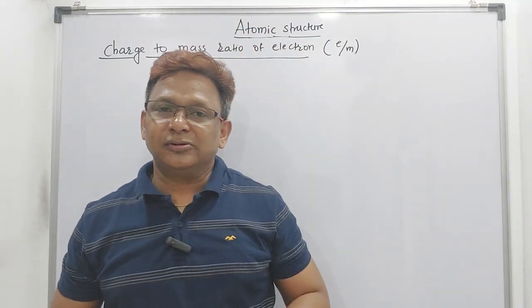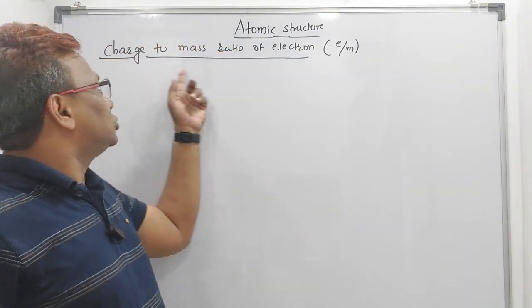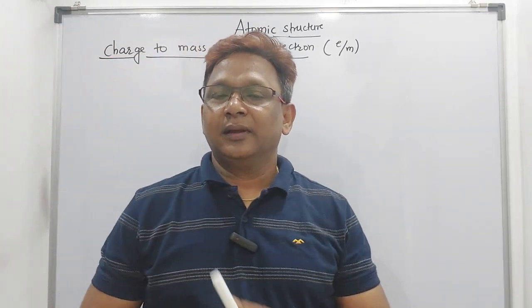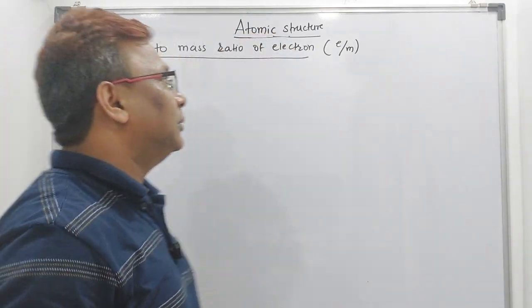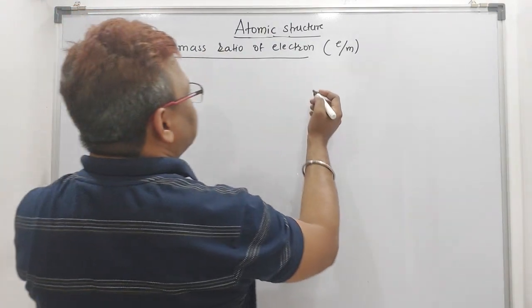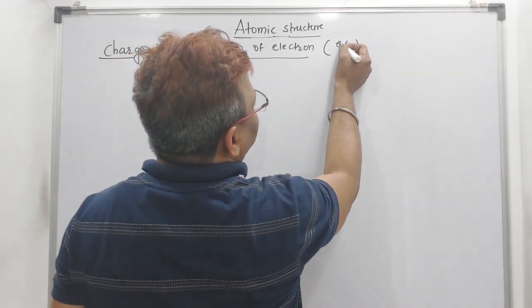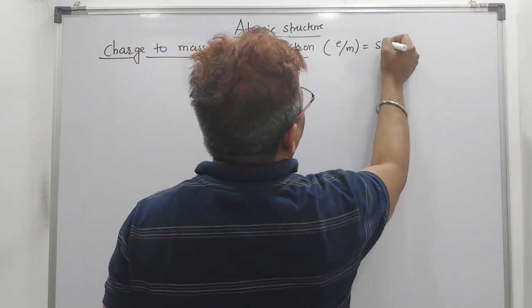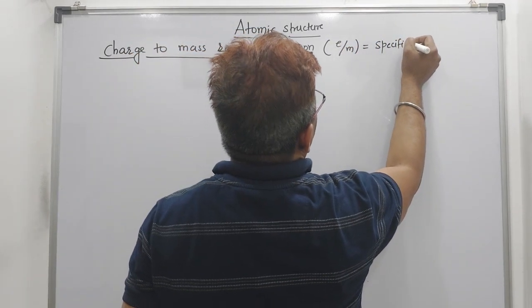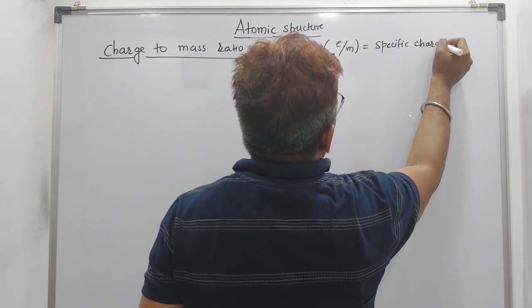Now after that we are going to see the charge to mass ratio of the electron. J.J. Thomson was able to calculate it. Charge means e, mass means m. This ratio of e by m is called the specific charge.